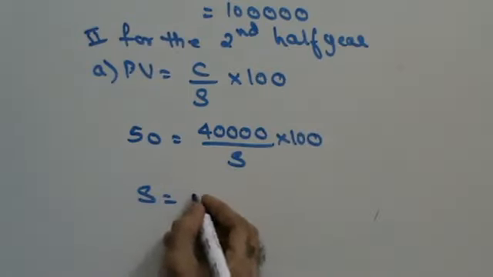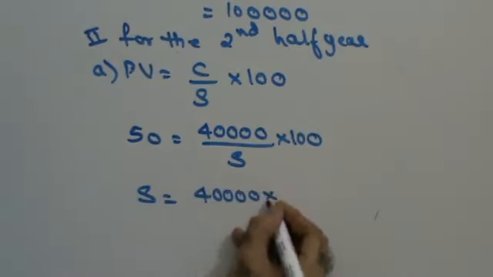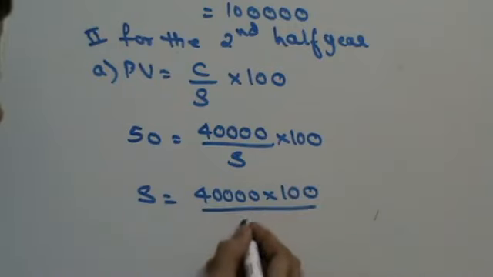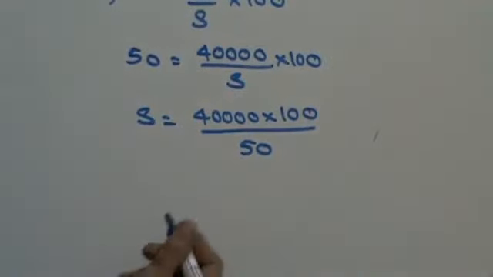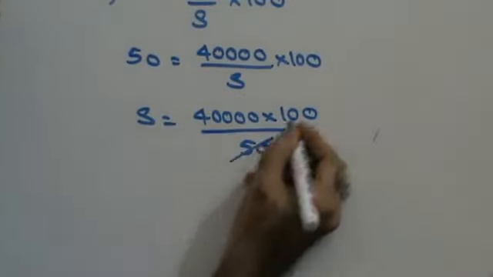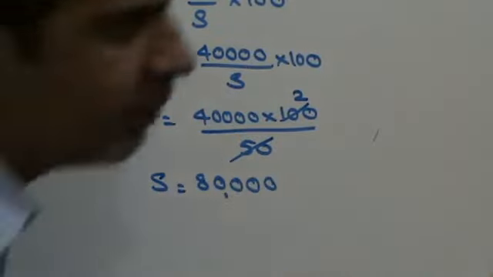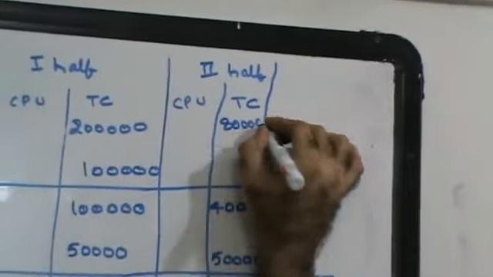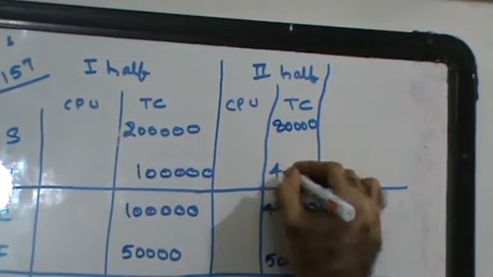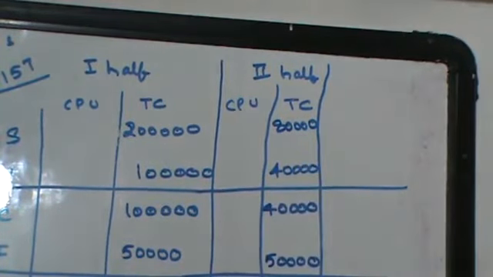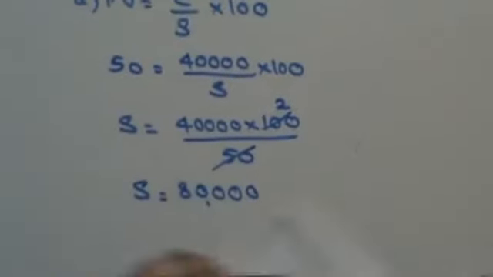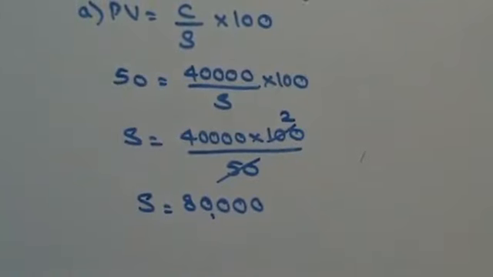So sales is going to be 40,000 into 100 divided by 50. Guys, what did I do? I took the S up and I brought 50 down, cross multiplication. So this is 1 lakh, this is 2 lakh. So S is going to be 80,000. So for the second half of the year, sales is going to be 80,000. If sales is 80,000, then variable cost will be 40,000. Fine. So for the second half of the year, we have found out the sales and the variable cost.